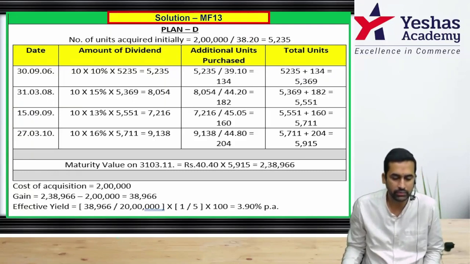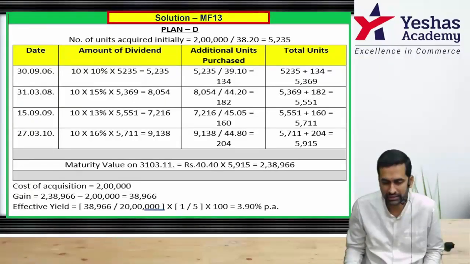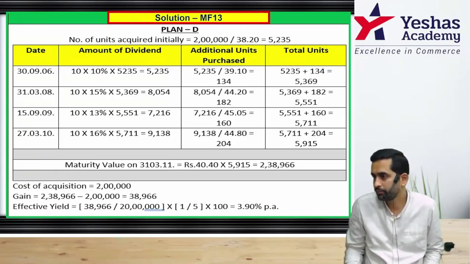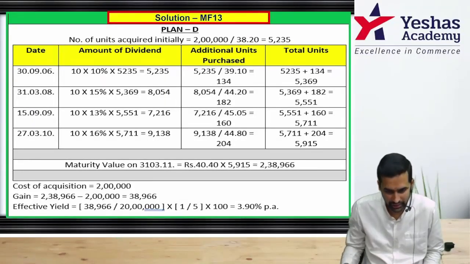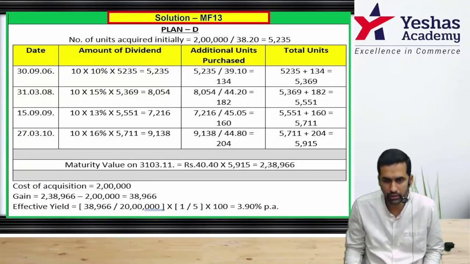So next line item 31st March 2008. Now start from 5369 into 10 rupee into 15% dividend. Correct? That will be the amount, but they won't give you amount. They will allot units. This when you divide by that day's prevailing NAV 44.2.